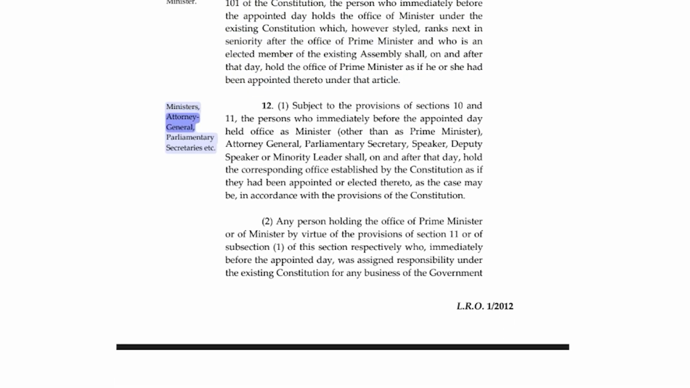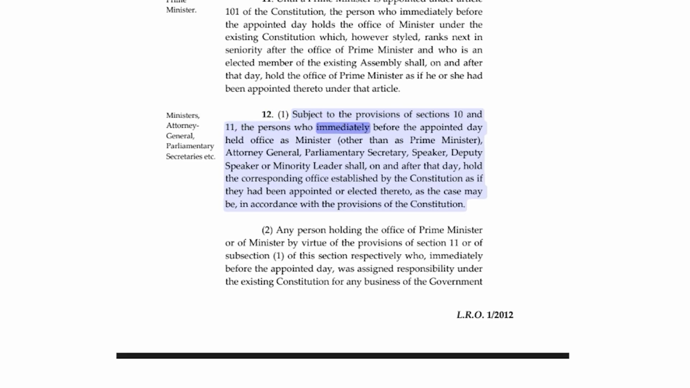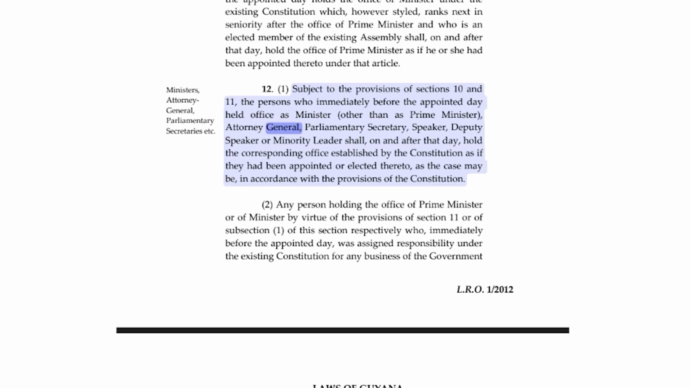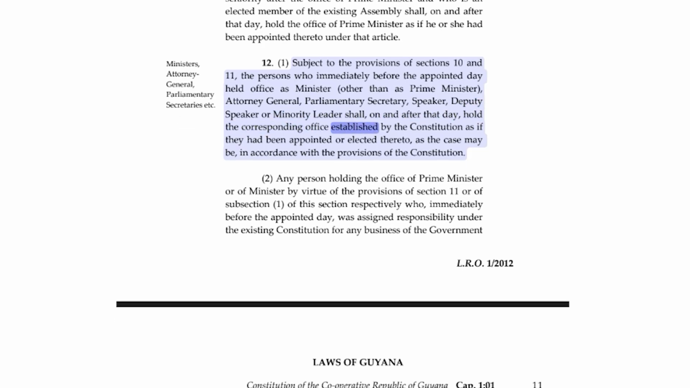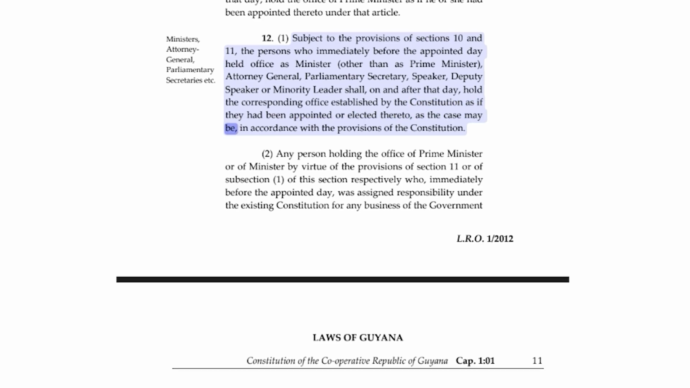Ministers, Attorney General, Parliamentary Secretaries, etc. 12. 1. Subject to the provisions of sections 10 and 11, the persons who immediately before the appointed day held office as Minister other than as Prime Minister, Attorney General, Parliamentary Secretary, Speaker, Deputy Speaker, or Minority Leader shall, on and after that day, hold the corresponding office established by the Constitution as if they had been appointed or elected thereto, as the case may be, in accordance with the provisions of the Constitution.